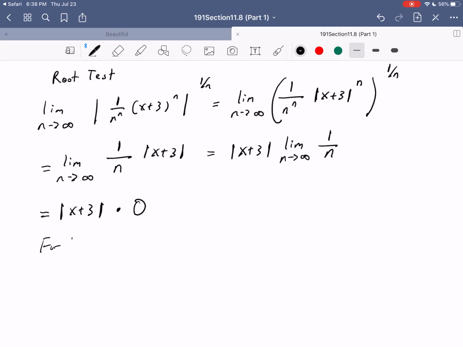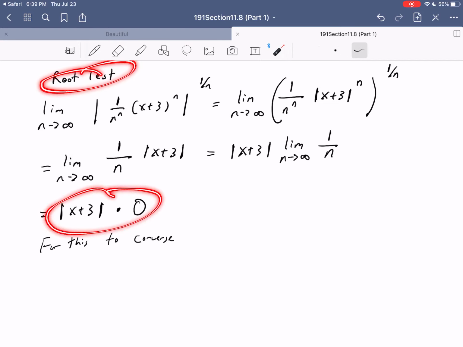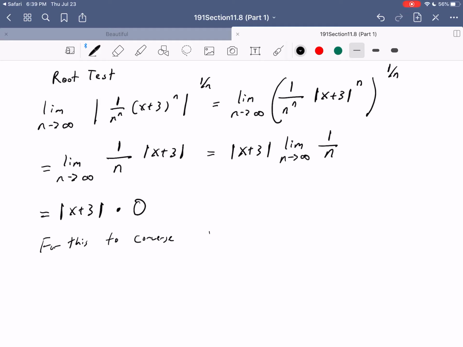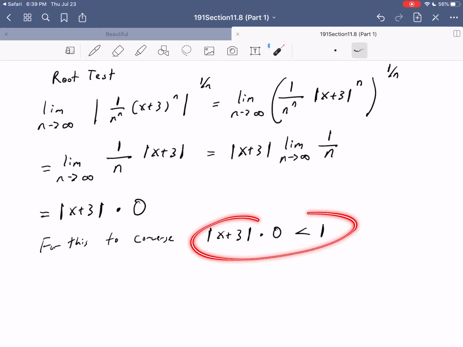For this to converge via root test, whatever we get here has to be less than 1. The absolute value of x plus 3 times 0 has to be less than 1. Now, again, it's a little dumb that I'm writing times 0, but I want to write this statement out just to remind you that that's what root test says.